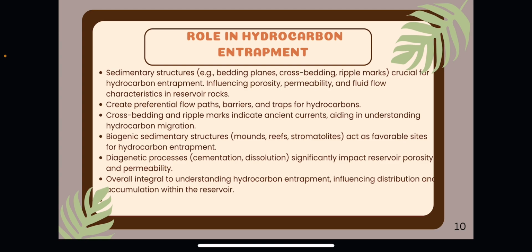Cross-bedding and ripple marks indicate ancient currents, aiding in understanding the hydrocarbon migration through time. Biogenic sedimentary structures act as favorable sites for hydrocarbon entrapment. Diagenetic processes like cementation and dissolution significantly impact the reservoir porosity and permeability, which can affect the process of hydrocarbon entrapment. Overall, they are integral to understanding hydrocarbon entrapment, influencing the distribution and the accumulation within the reservoir.